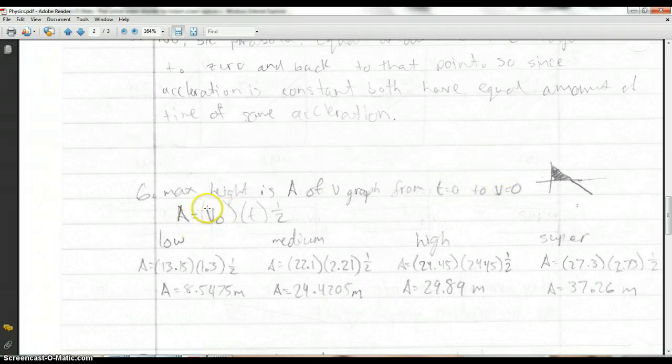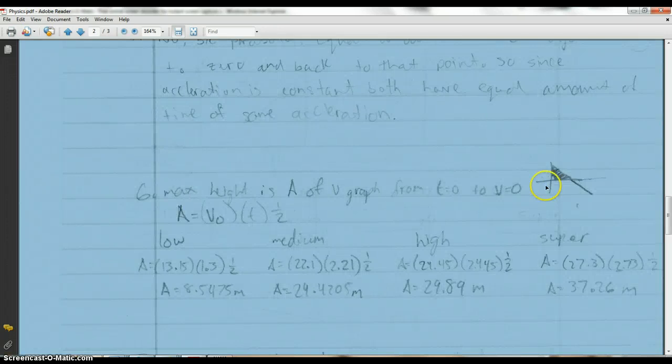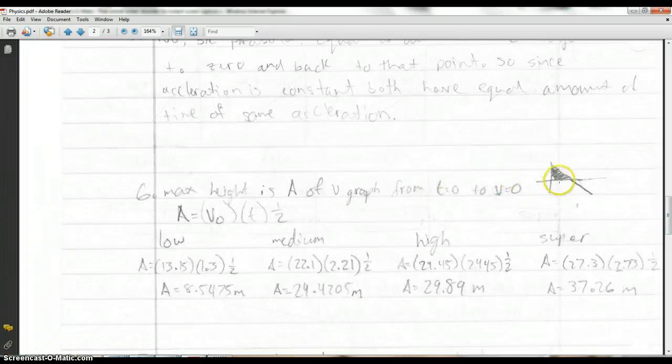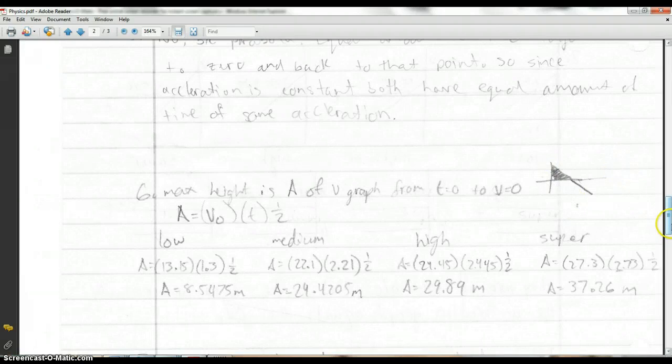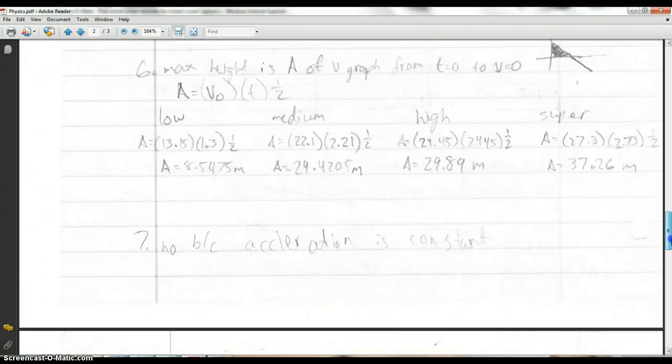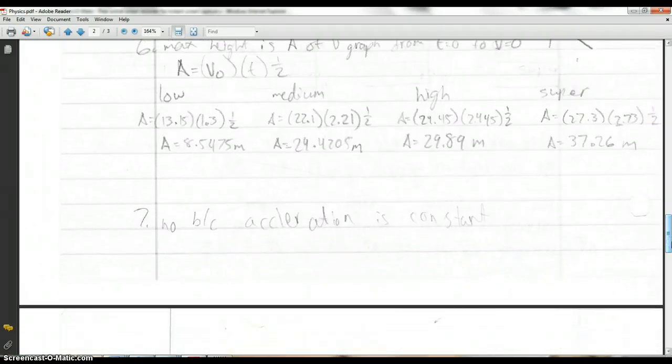So I did the area equals V naught, or V initial, times time, times 1/2, because that's how to find the area of a triangle. 1/2 base times height. The base is t, and the height is V naught. So I plugged that in for low, medium, high, and super, and got my answers, which you can see here.